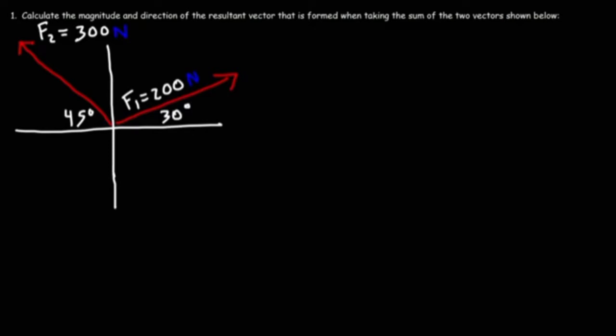Well, what we need to do is break down each vector into its component form. And then we need to add the components together, which will give us the resultant vector in component form. Then we'll find the magnitude and the direction of that vector. So what we need to do is determine the x component and the y component of each force vector. We'll call the x component f1x and the y component f1y.